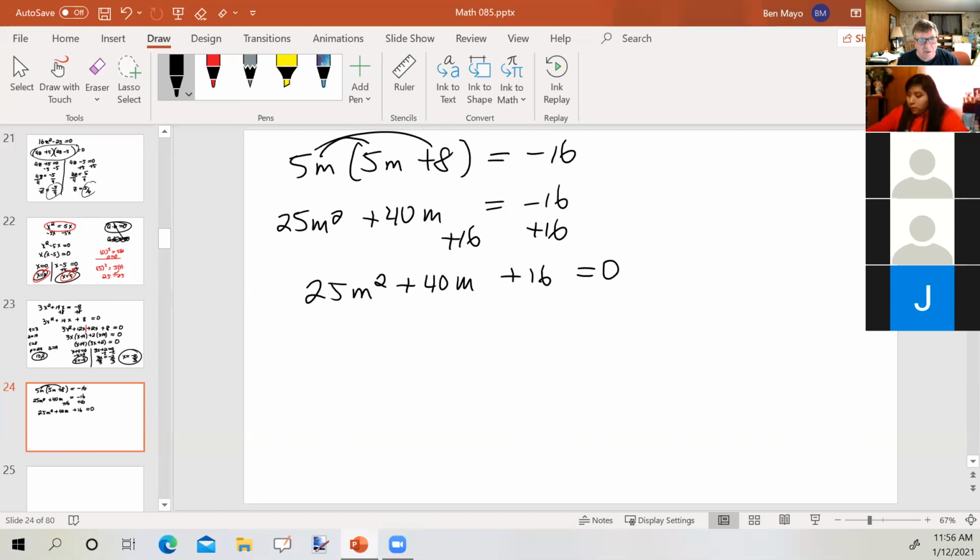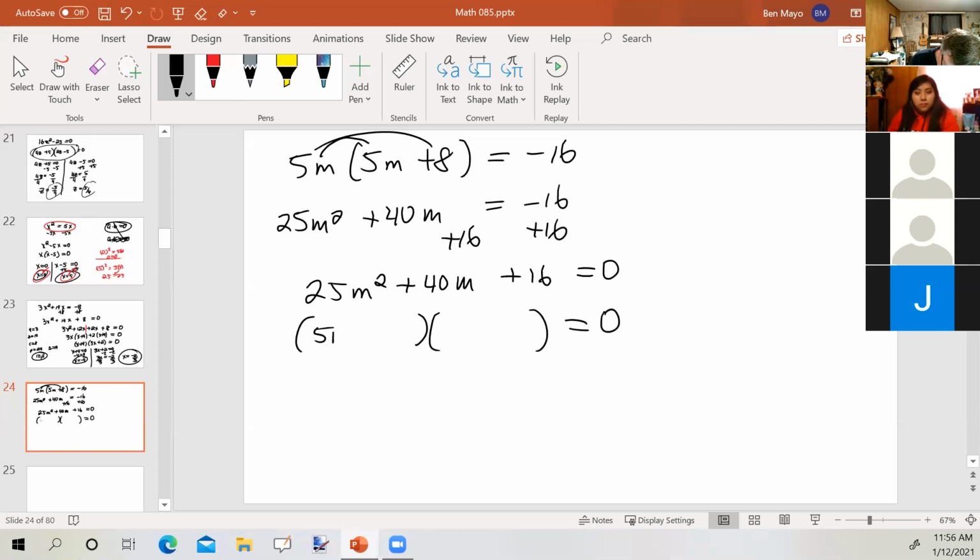Now that it's set equal to 0, I'm going to factor the left-hand side. But having it factored not set equal to 0 is not helpful. It takes all the more time to get to the right place. Well, let's see, 25m squared plus 40m plus 16. Oh, that looks like it might be a perfect square trinomial. Let's see if it is.